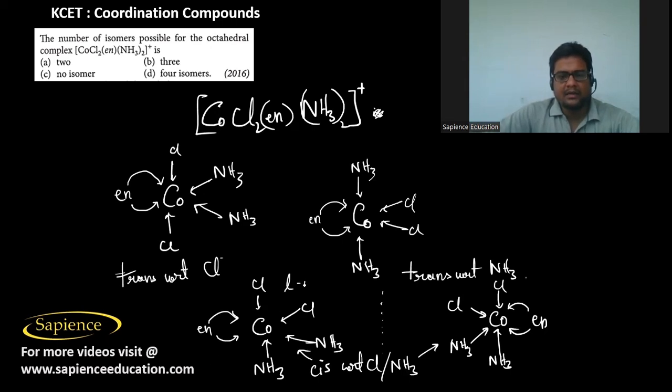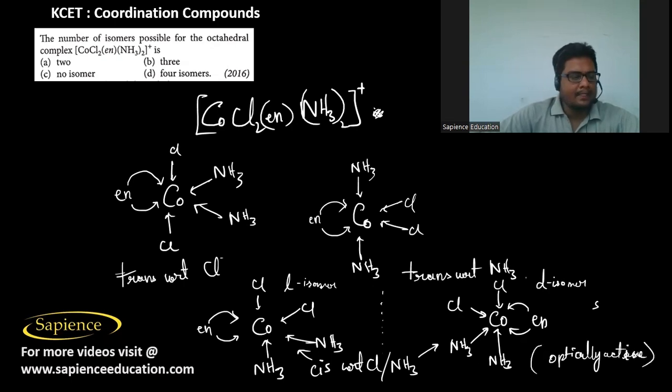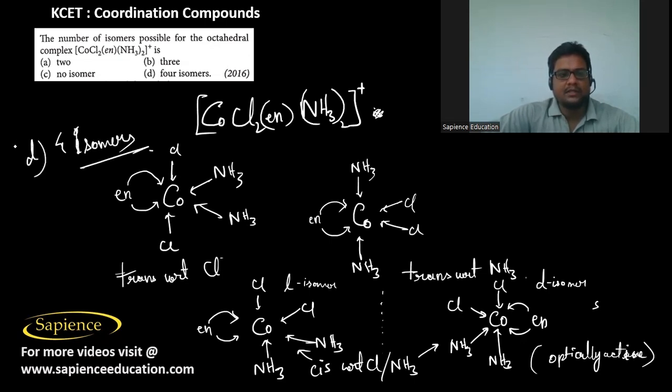One is the L isomer, and one is the D isomer. These are the stereoisomers, since they are optically active. Since this isomer is an optically active isomer, hence four isomers are possible with this octahedral complex. So four isomers are possible with this octahedral complex. So option D is the correct answer.